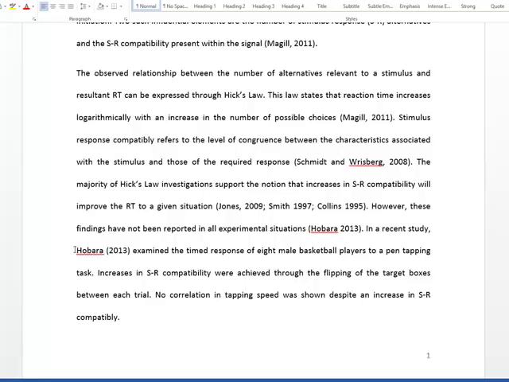In a recent study, Hobara examined the time response of 8 male basketball players to a pen tapping task. So you've got a little bit of quantitative information there with the 8 male basketball players. And where this information has come from is back to that lit review table. So you'll see it in a lit review table. Here's a good example of when it can be used.